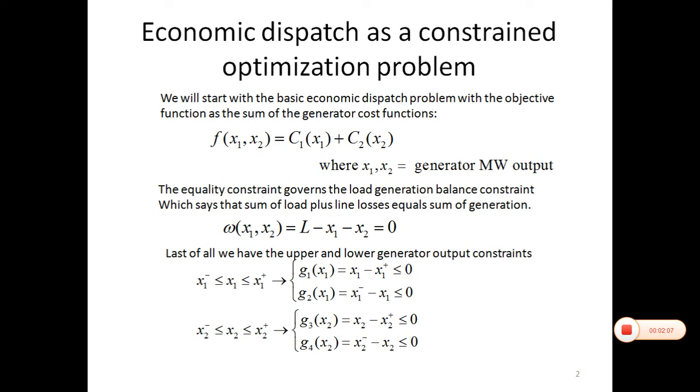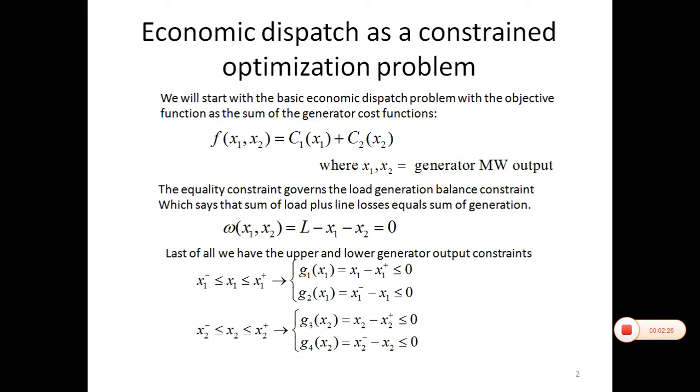Which is g1, which is a function of x1. This will be x1 minus x1 plus less than or equal to 0, and g2 of x1 equals x1 minus x1 minus less than or equal to 0. So actually we have split it into two inequality constraints.